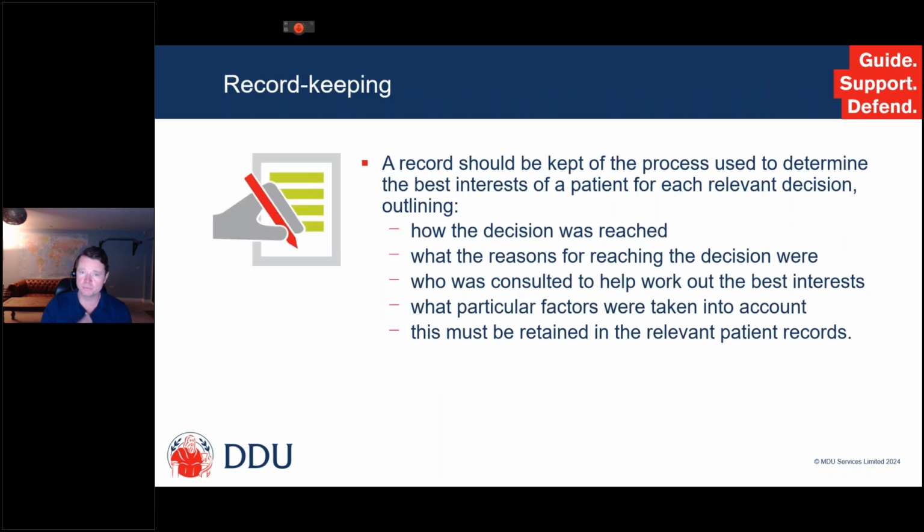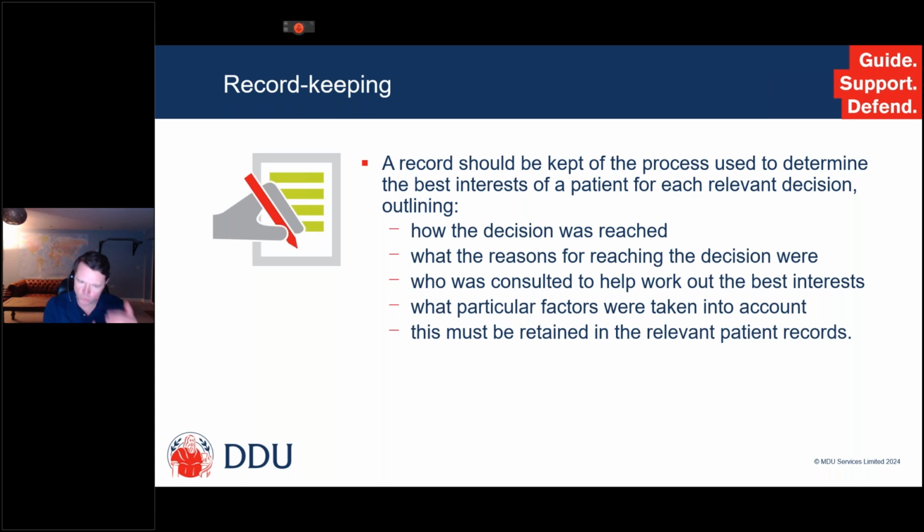And of course, the most important thing is that you need to keep a good record of how this decision was reached, bearing in mind, of course, that those records may never need to be scrutinized, but if they are, it might be for a long time down the line when what was in your mind at that point is no longer fresh.